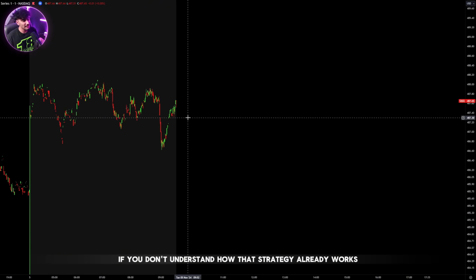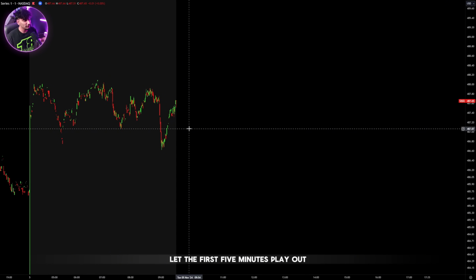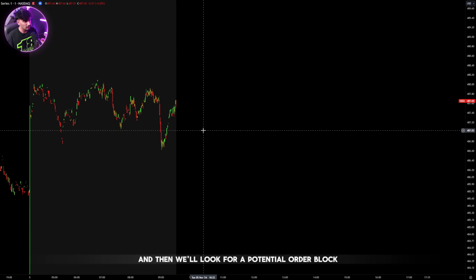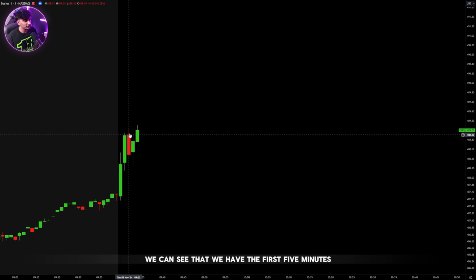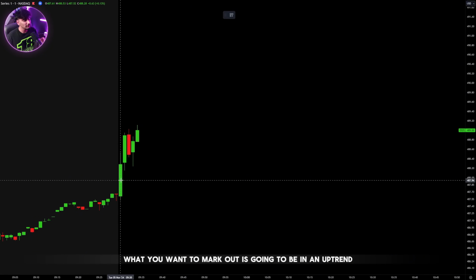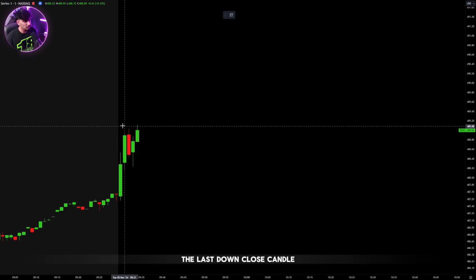If you don't understand how that strategy already works, I have multiple videos explaining it. But what we're going to do is let the first 5 minutes play out, and then we'll look for a potential order block. So right here on QQQ, we can see that we have the first 5 minutes. Now for order blocks, like I said, what you want to mark out, in an uptrend, is the last down close candle.